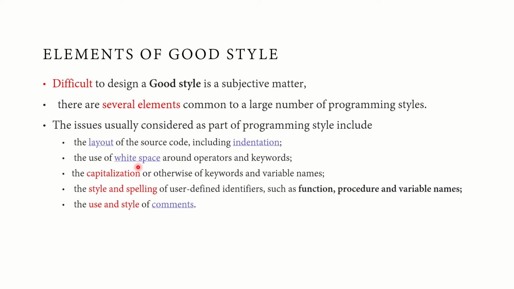The second one, as I said, is to use white space around the operators and keywords. You know the meaning of an operator. Operators mean plus, minus, multiply, divide, modulus. They are used to perform operations in a programming language. Keywords are certain words that have a particular meaning. For example, if you are considering C, main, int, float, printf are keywords. That means they have a predefined meaning.